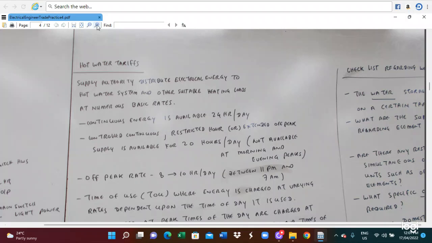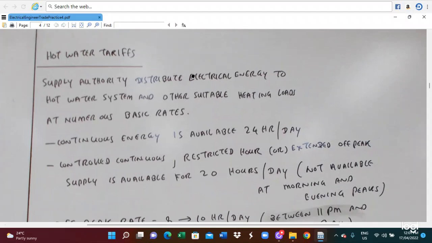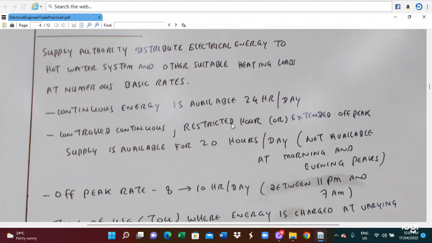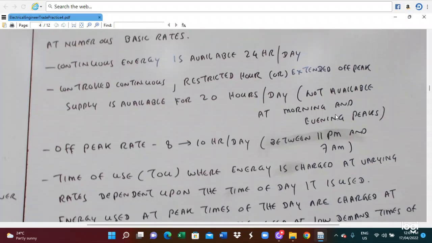Now we are talking about the hot water tariff. The supply authority distributes electrical energy to hot water systems and other suitable heating loads at a number of basic rates. Continuous energy is available 24 hours per day. Controlled supply means restricted hours or extended off-peak. It is supplied for 2 hour periods, or not available for the morning and evening peaks.